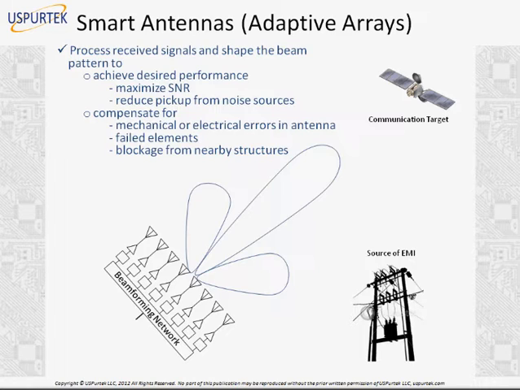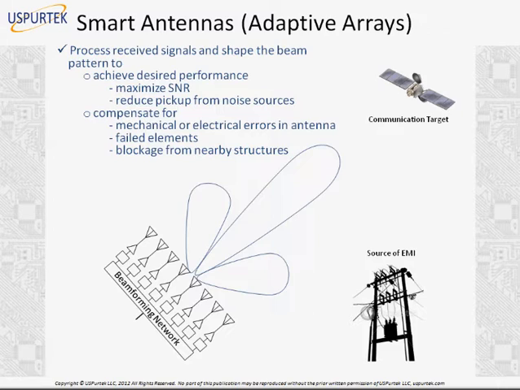Adaptive arrays have been used in the past in special applications, in defense, military and communication applications, or very specific applications with satellite communications. But they have interesting capabilities. Here, the antenna array processes received signals from all sides, from wherever it's receiving, based on this beam pattern, and shapes the beam pattern to achieve desired performance.